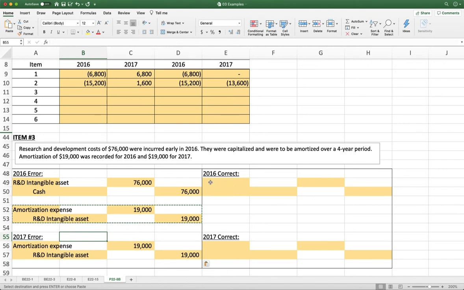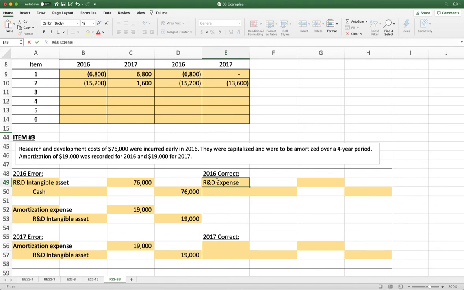So you might remember from when we talked about IFRS, under US GAAP, you're not allowed to capitalize research and development. So what they should have done is they should have expensed this right off the bat. So it should have been R&D expense for $76,000 when they spent the cash. And then there's nothing to amortize, so we wouldn't do anything after that.